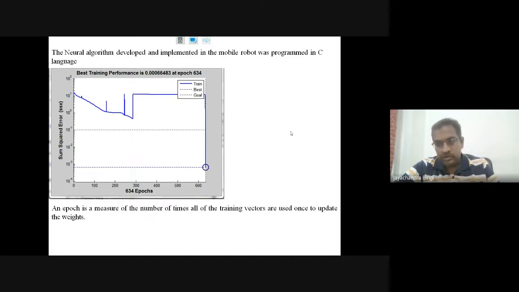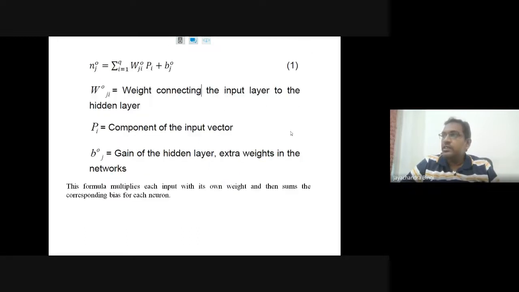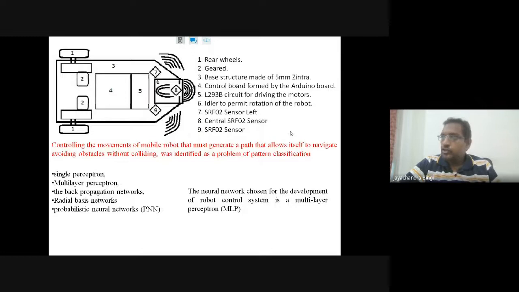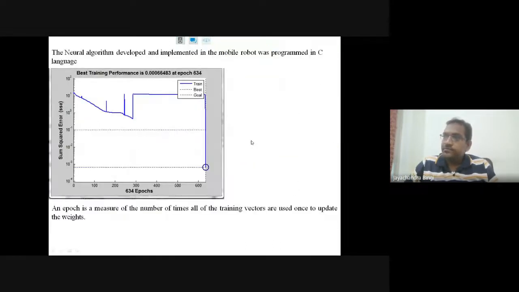That algorithm, they injected into the vehicle which I have shown previously. They programmed it in this vehicle in the control system. Then they tested it. See, epoch means the number of testing times. Let us assume how many testing epochs it took: 634. What is this epoch number? Epoch number is nothing but how many iterations in which your vehicle learned, or how many iterations after which your vehicle formed a complete perception of the obstacle.